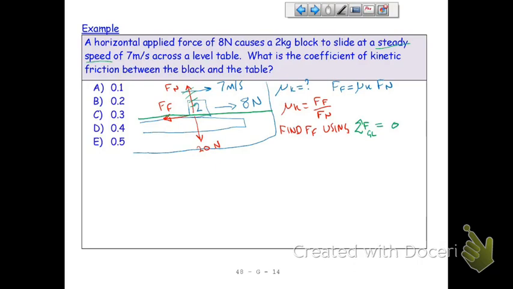So I'm going to look at my diagram and I say plus 8 added to minus Ff is equal to 0. So Ff is equal to 8 newtons. A bit pedantic, you might have been able to just see that by observation.